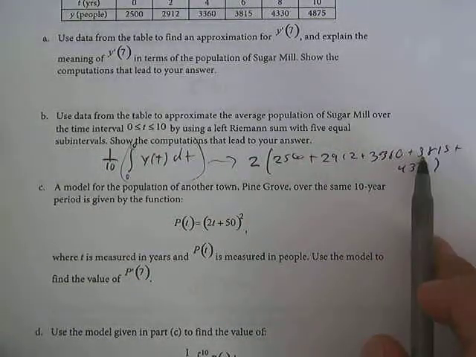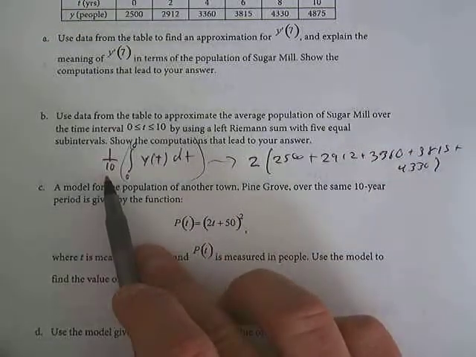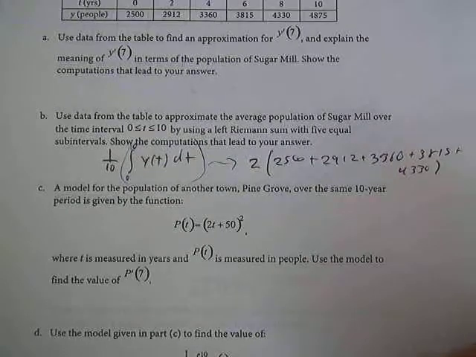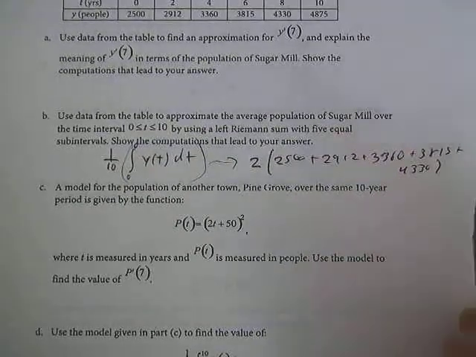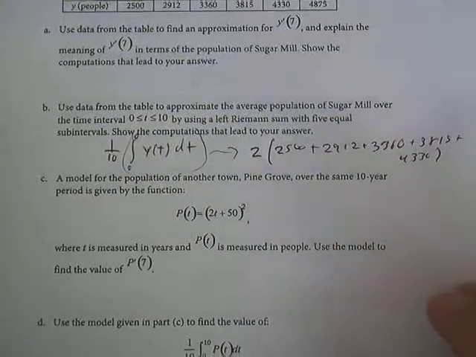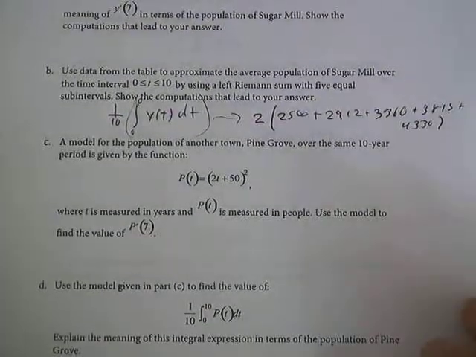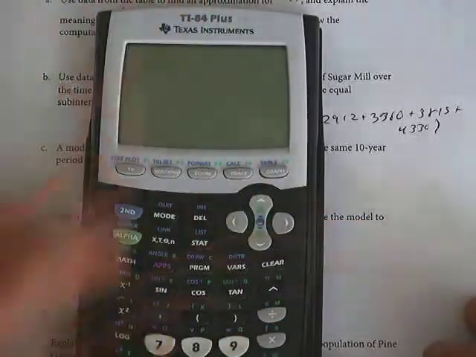Questions on part B? The units would be people per year. Not people per year. People. Remember, this part would be people times years, and then the 10th is an amount of years again. So it would be people-years divided by years, which ultimately gets us back to people. Good question.